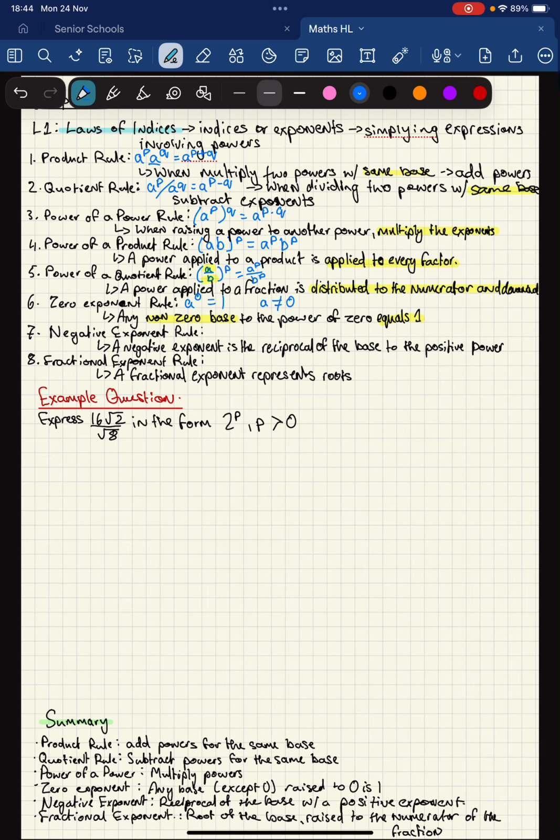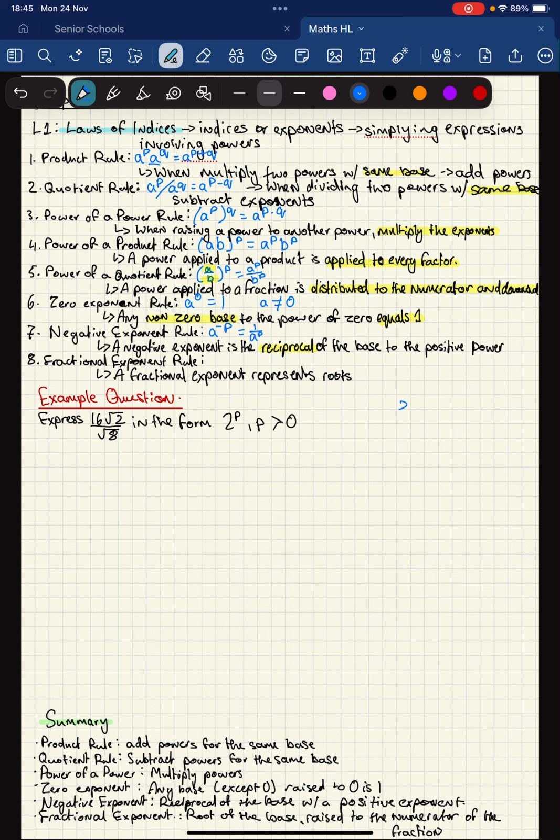Okay. So our next rule, our seventh rule, is the negative exponent rule. What this looks like is, if you have something like a to the power of minus p, this is the same as having 1 over a to the power of p. Now, why is this? A negative exponent shows us that we need to get the reciprocal of the base raised to the positive of that power. So, you may be asking, what is the reciprocal? The reciprocal is just 1 over your base.